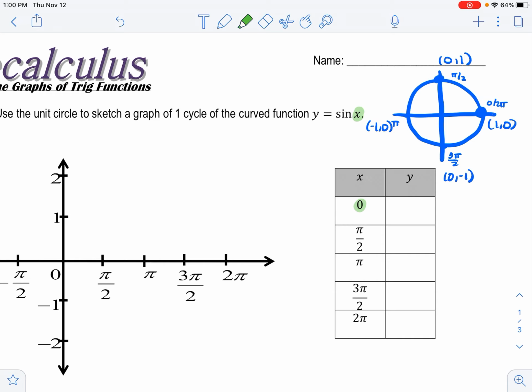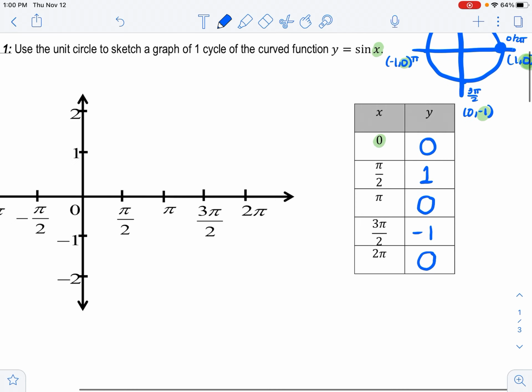Okay, so now I'm going to get the sine value. Remember, the sine value is the y value. So that is 0. I need the y value at pi over 2. That's 1. I need the y value at pi. That's 0. I need the y value at 3 pi over 2. That's -1. And then finally, I need the y value at 2 pi, which is back to where we were, 0.